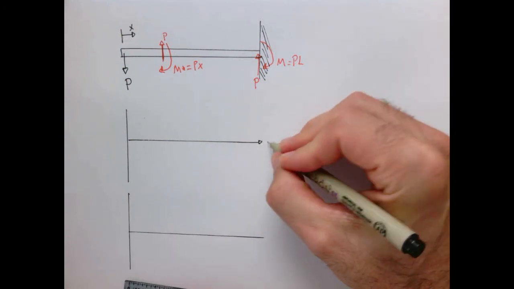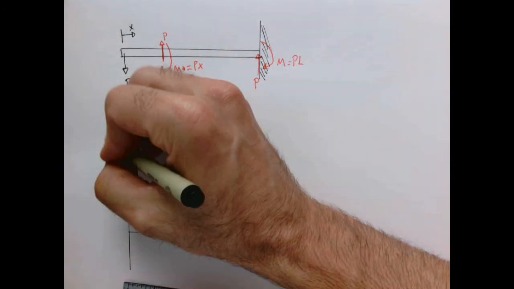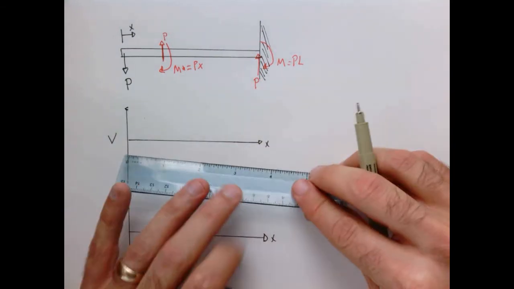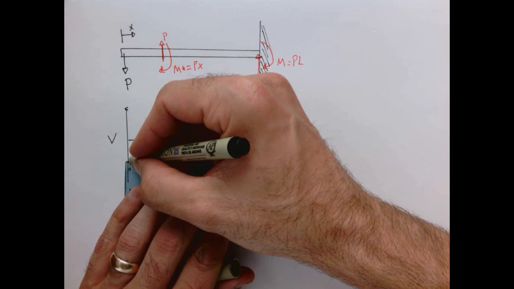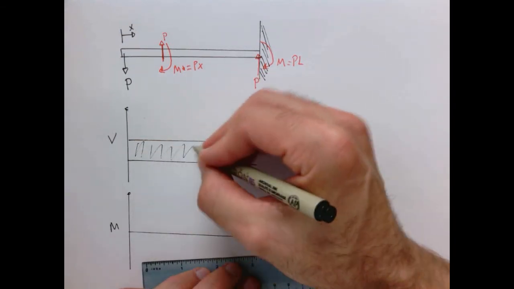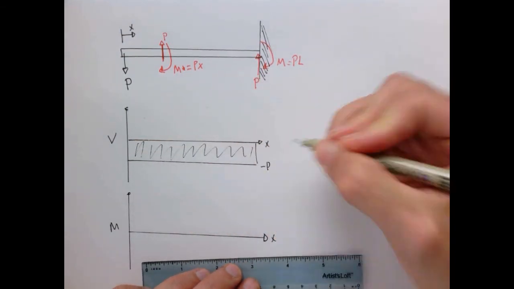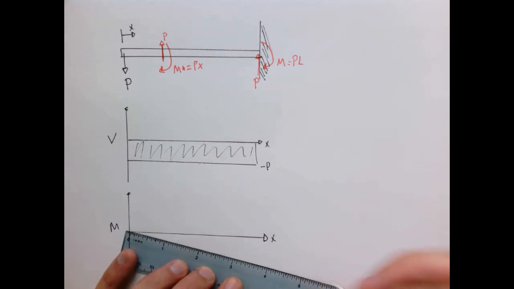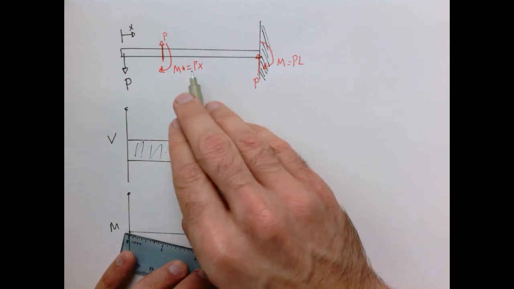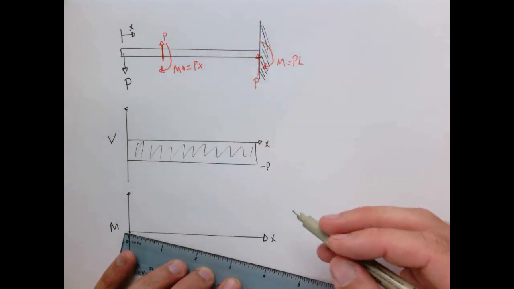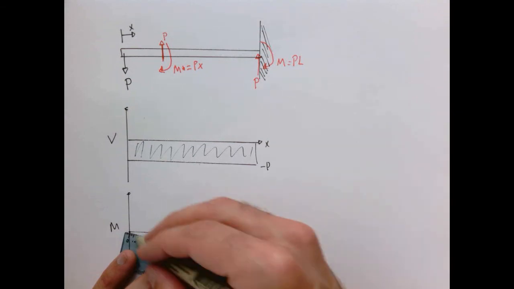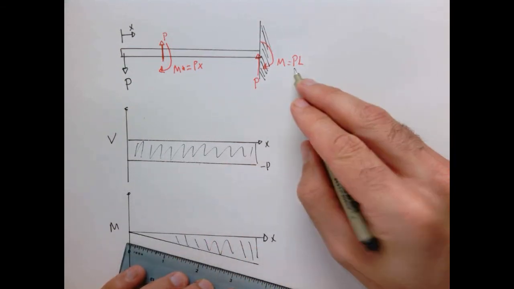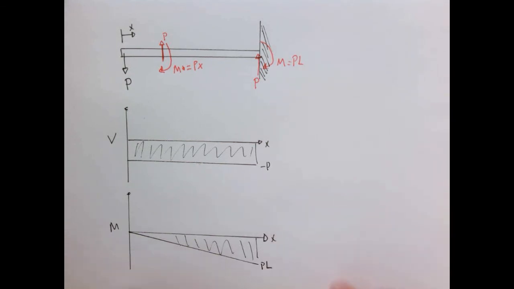Again, this coordinate is X, this coordinate is X, this is the shear, this is the moment. Our shear diagram is just a constant negative P, minus P, and our bending moment will start at 0, right? And it will go with a slope downwards because I've drawn it in the negative direction by our sign convention. And it ends so that it has a magnitude of P times L.